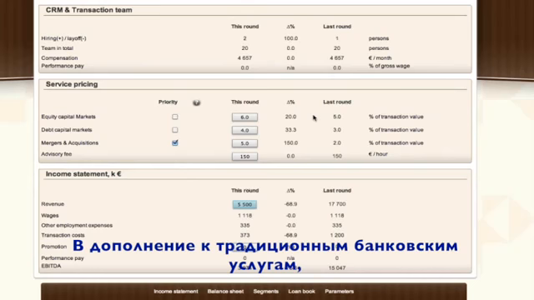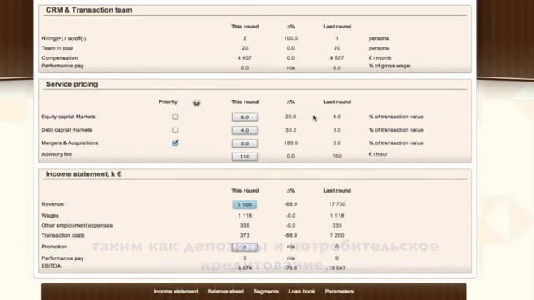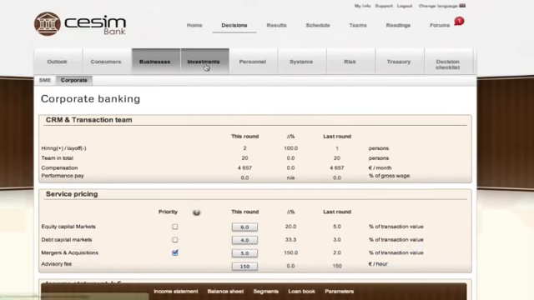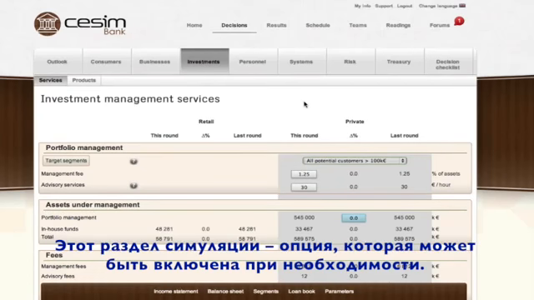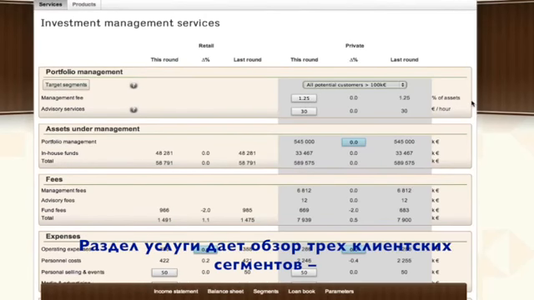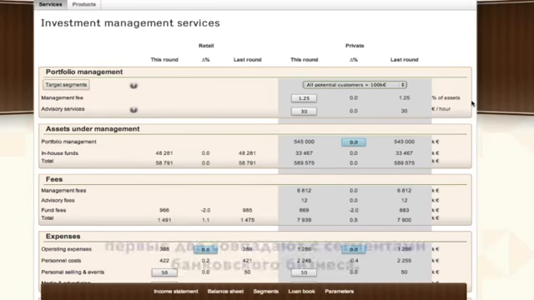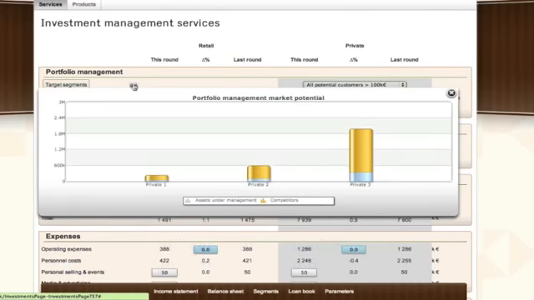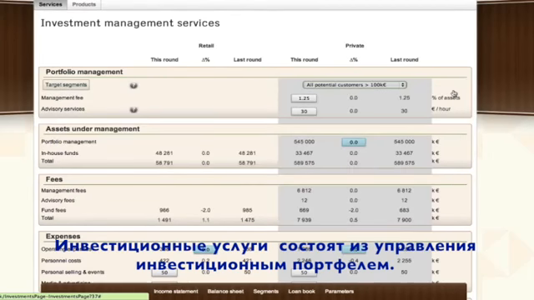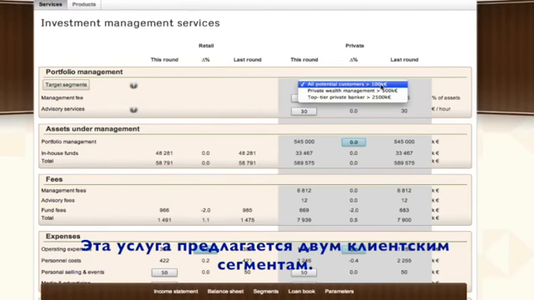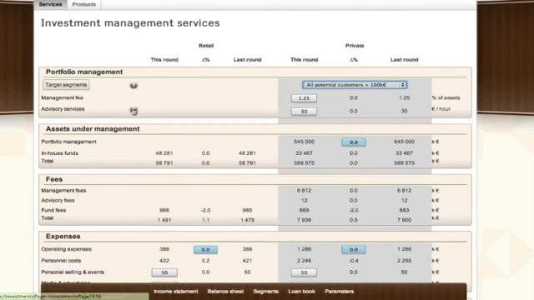In addition to traditional banking services such as deposits and consumer credit, the customers in the CESIM Bank simulation can be offered a wide range of investment services and products. This part of the simulation is completely optional and can be included in a multitude of configurations. The services side presents an overview of the three customer segments, where the first two are the same as in banking, the second one having a broader access to services, and the third segment is specific to investment services. Investment services consist of personal portfolio management service offered to the last two customer segments, and it is a sales channel for the bank's investment products that are sold to all available customer segments.